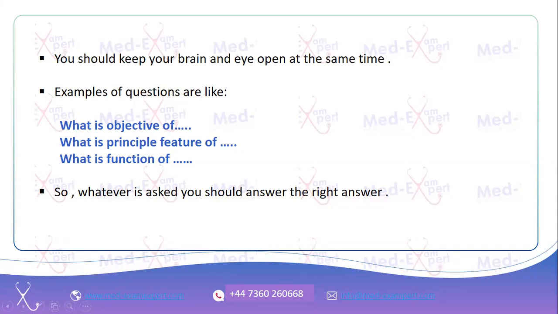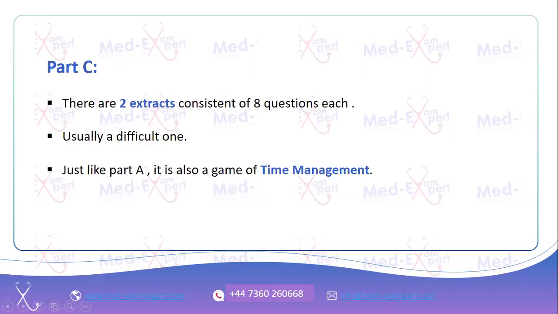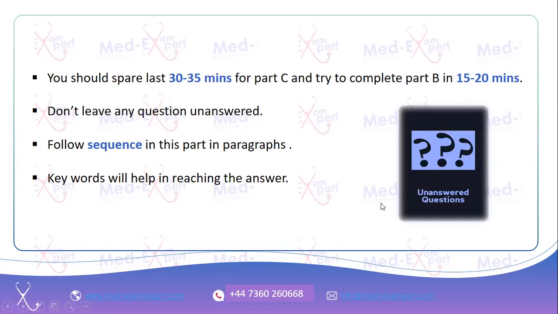So now proceed to Part C. Part C consists of two extracts of 8 questions each. It is usually a difficult one. And just like Part A, it is also a game of time management. As in Part A, you will be given 15 minutes. The rest of the time, which is 45 minutes, you have to divide between Part B and Part C. So you should spare the last 30 to 35 minutes for Part C and try to complete Part B in 15 to 20 minutes.